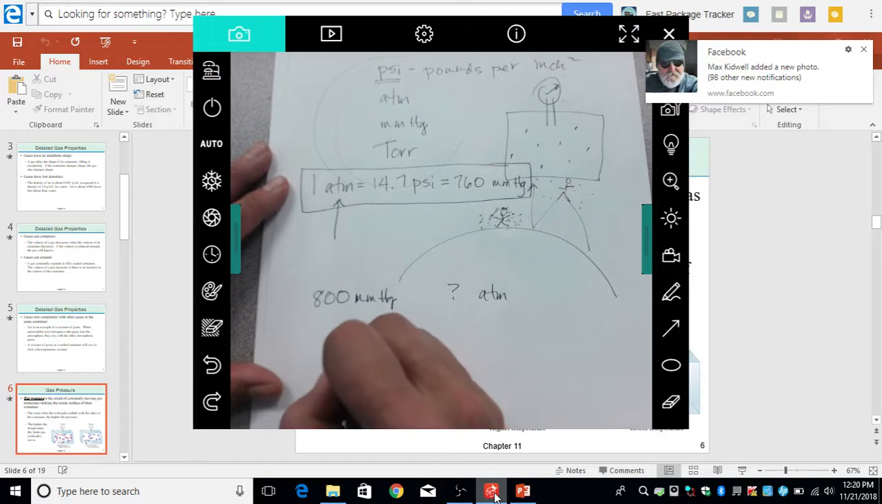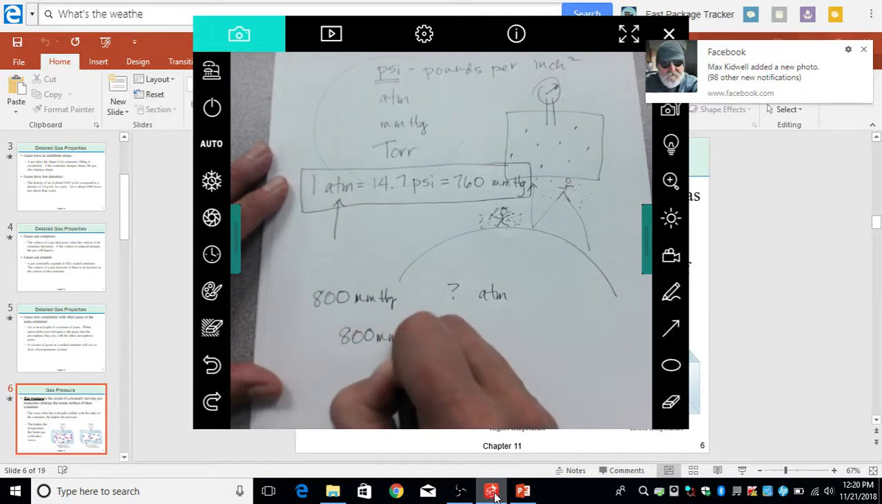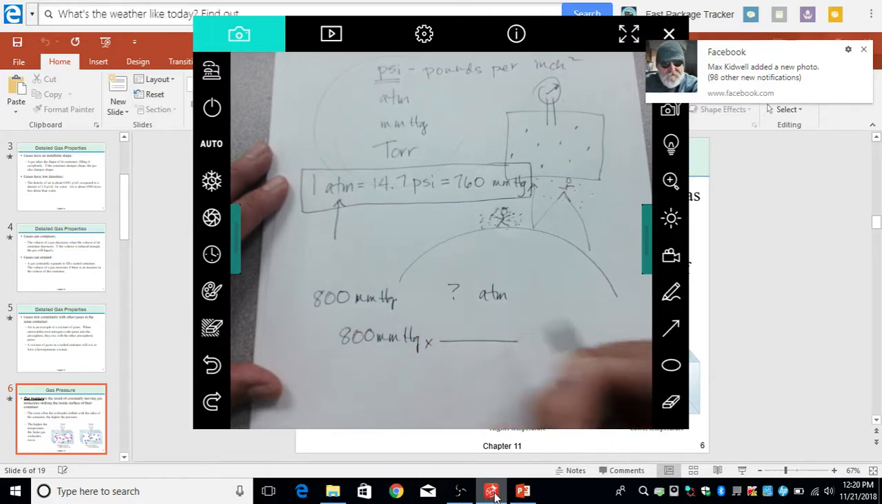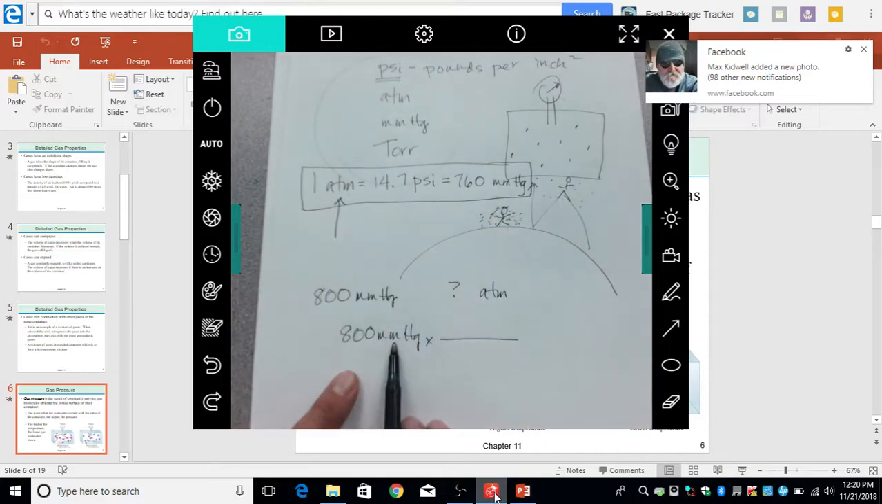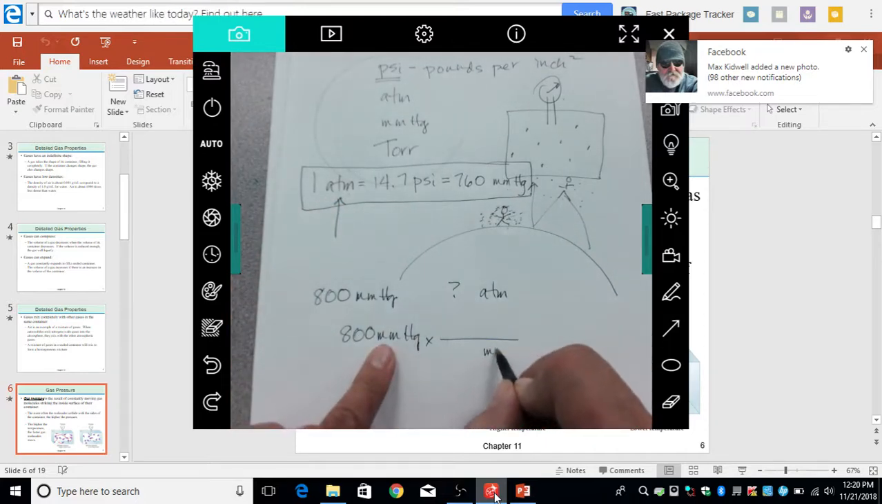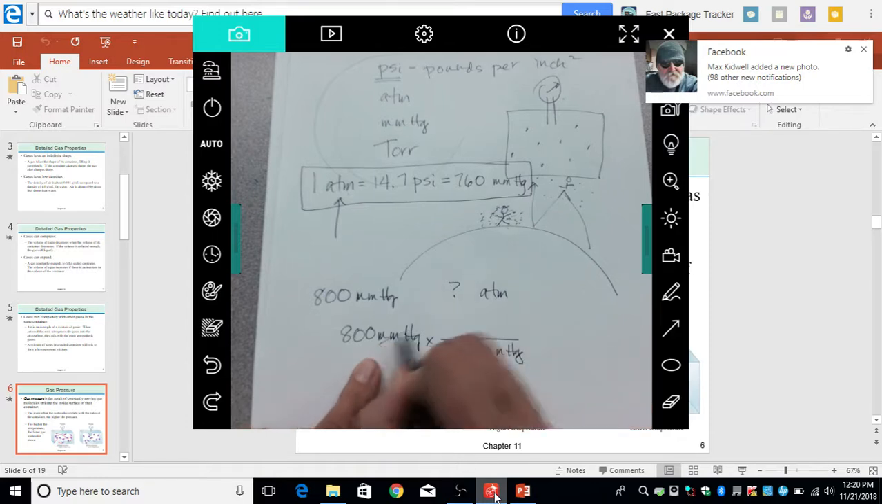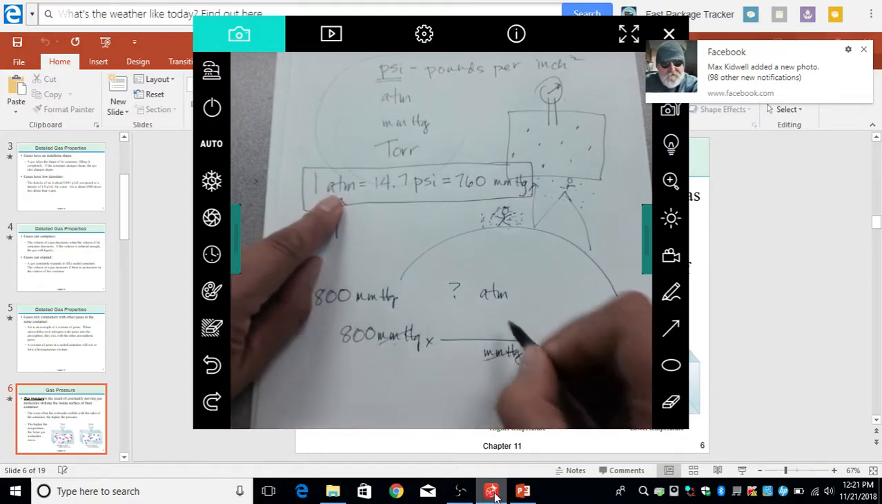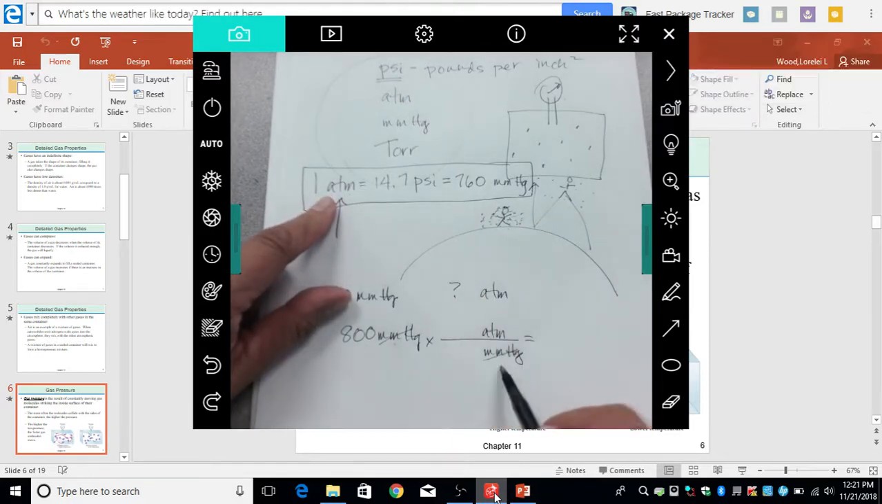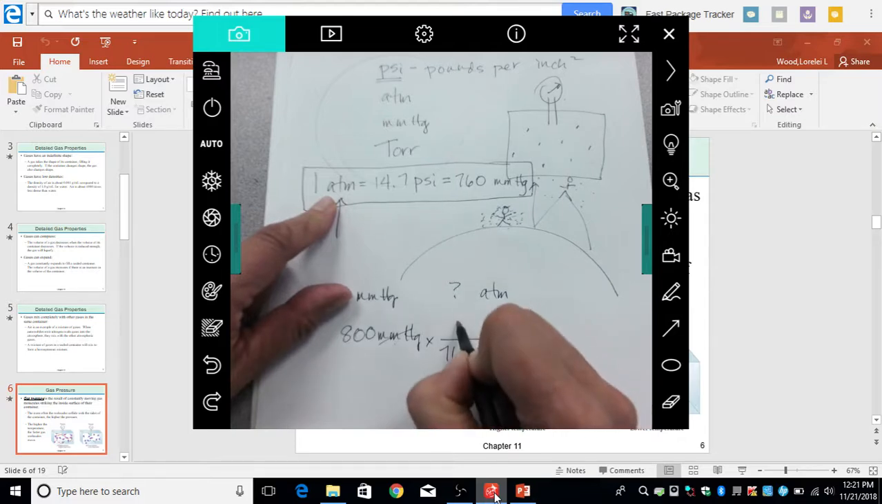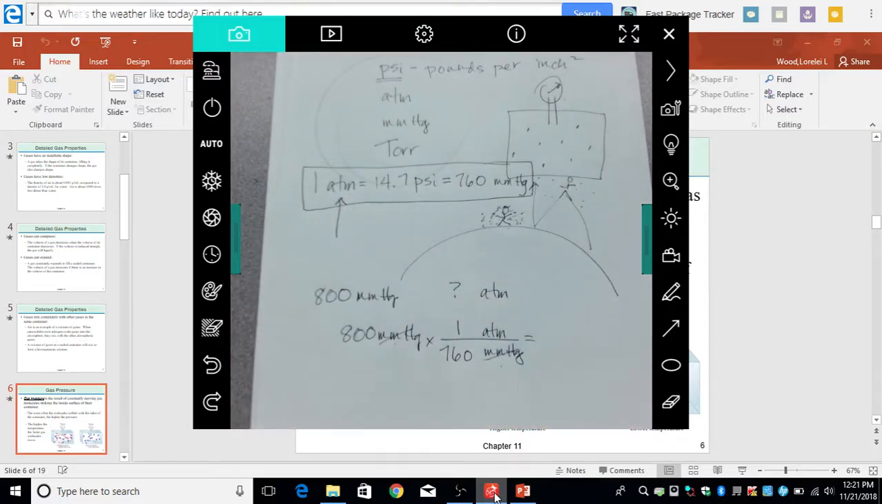So I start with 800 millimeters of mercury, and I want to use this equivalency between millimeters of mercury and ATM. So I'm going to take my units and substance, mmHg, and put it on the bottom so they cancel. And then I'm going to put the units that I want on the top. Now I have to look at the numerical values for the equivalencies. It's 760 to 1 that we use there.